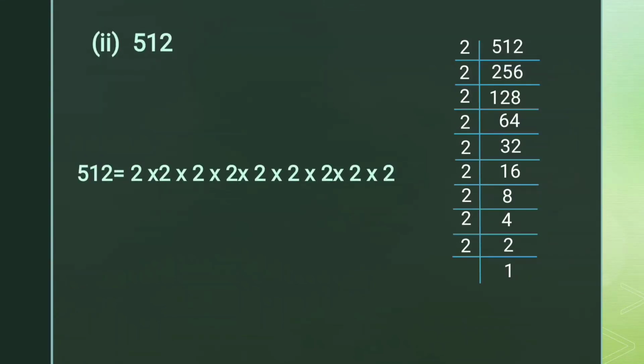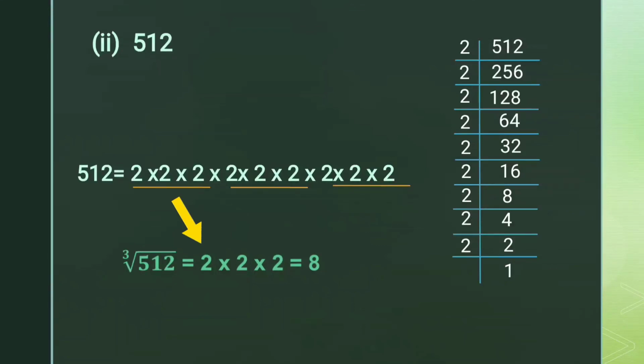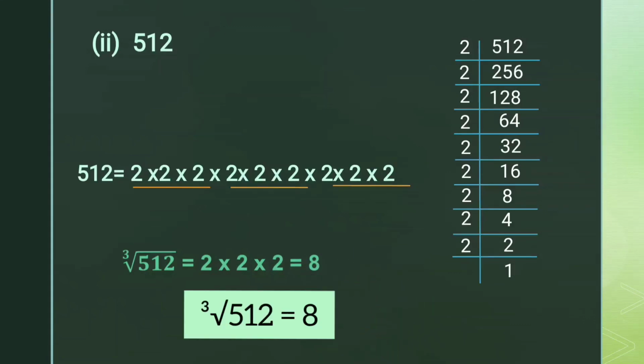Now we will start making triplets. So on making triplets we have got 3 triplets. Now we will take one factor from each triplet and find the product of these factors. So here I have got 2 from this triplet, 2 from this and 2 from this, and on multiplying we have got 8. So cube root of 512 is 8.